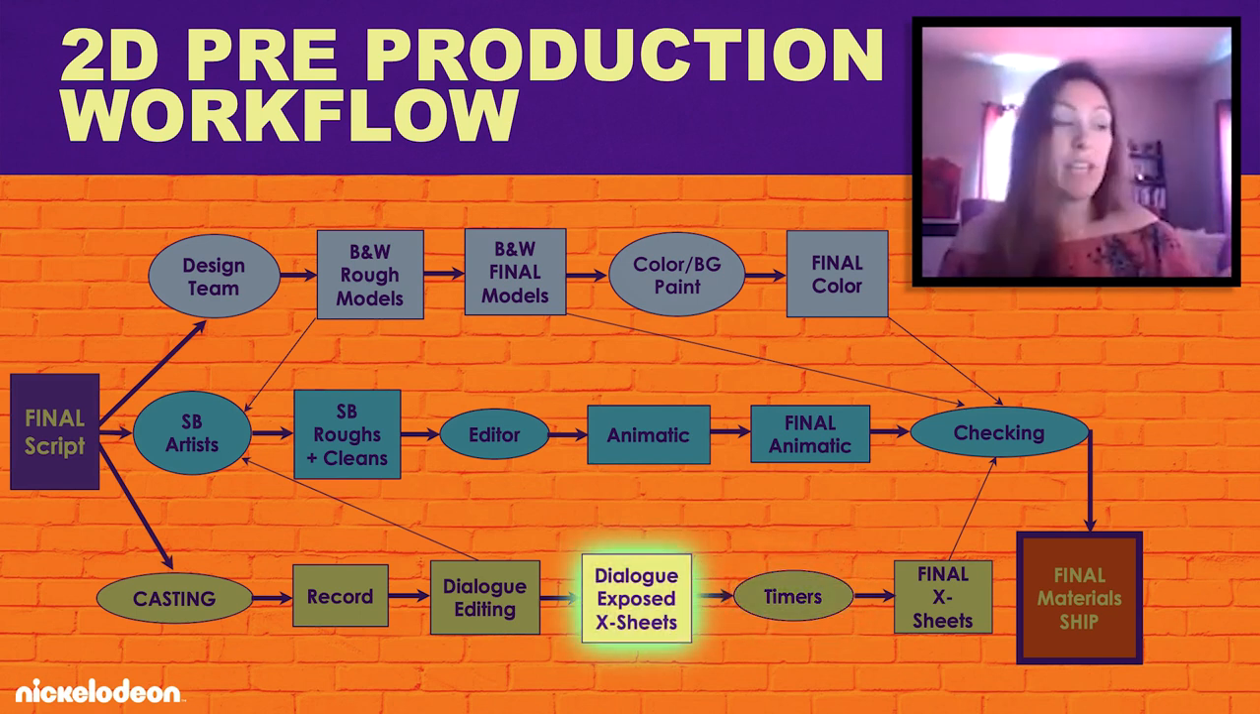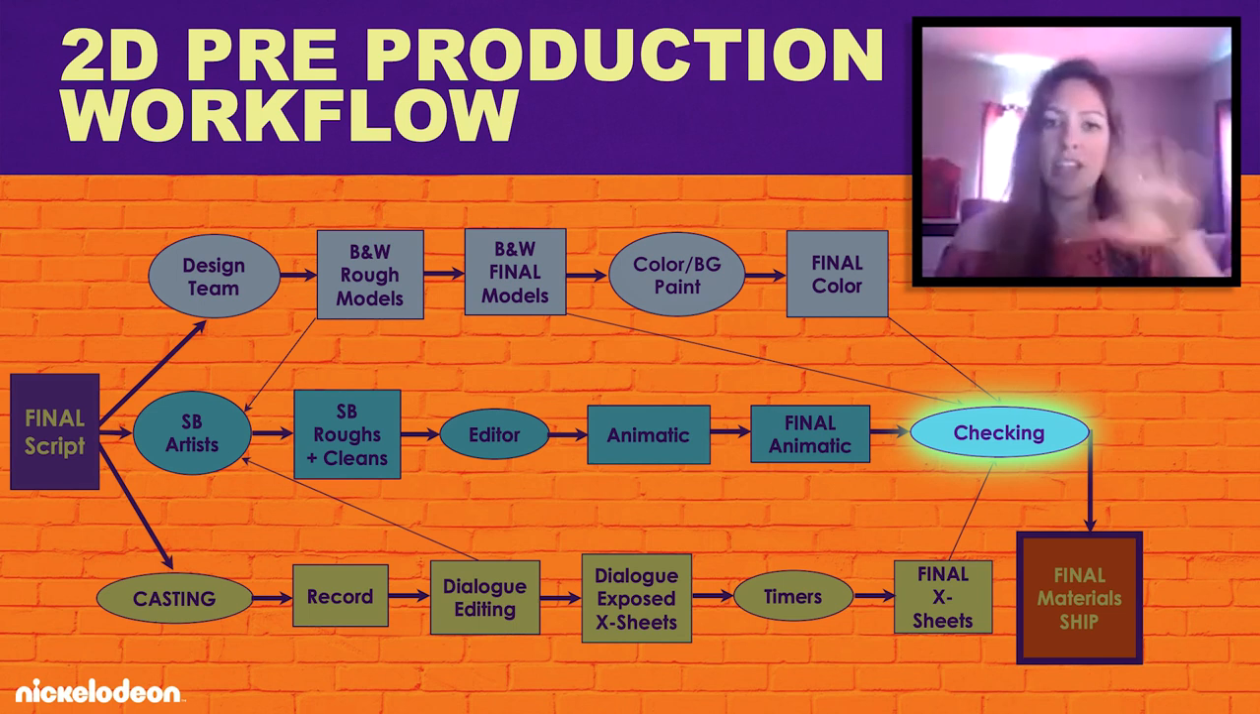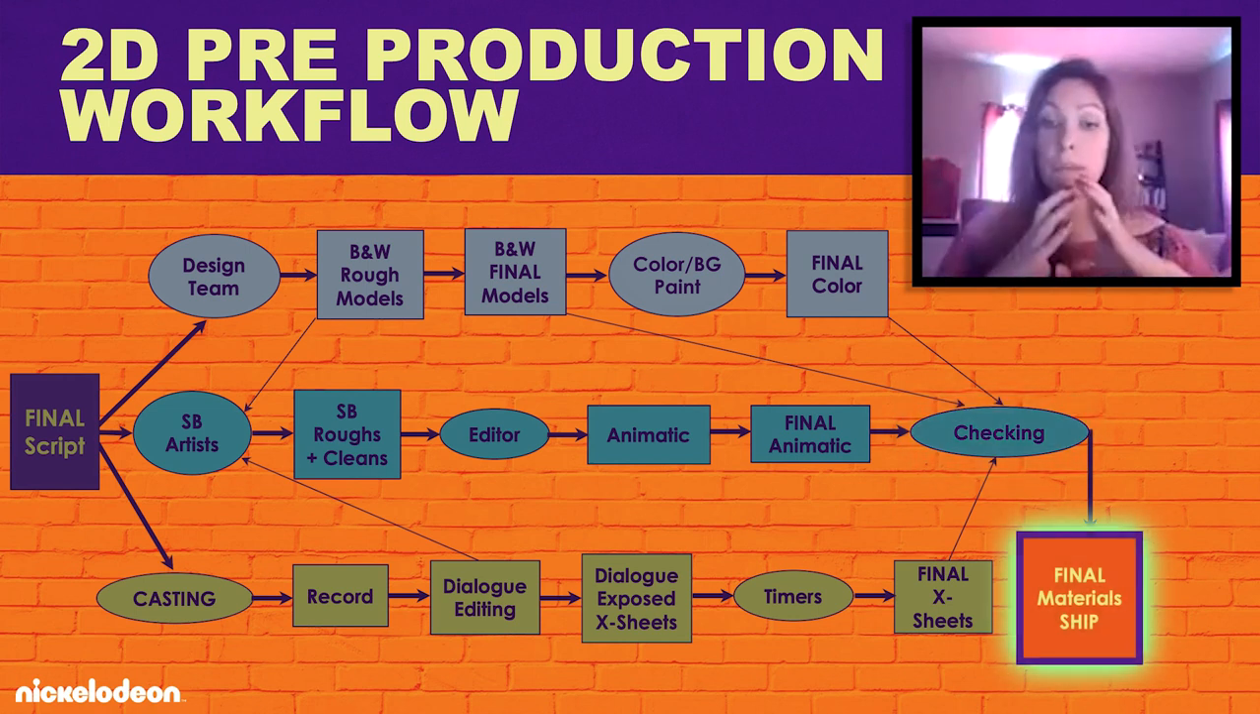So your dialogue exposed X sheets, which again, we'll talk about, and those timing sheets, they then go into a final X sheet, which then would go to the checker, which again, has been integrated into more of a production collaborative process. So once you get all those materials completed, then we go to the final materials shipping to our vendor studio.